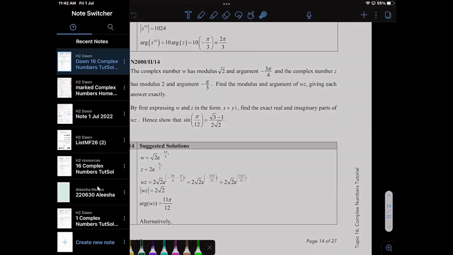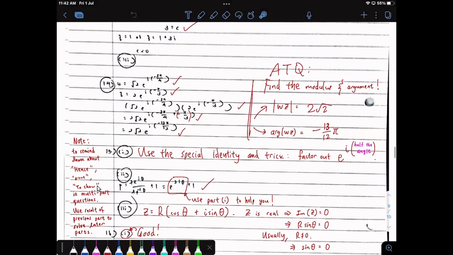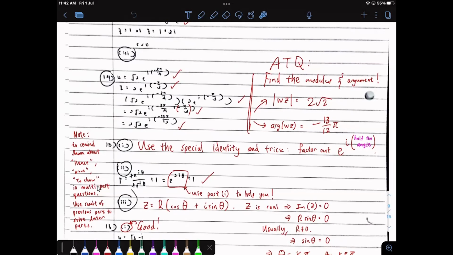Okay, question 14. Let's go on. 14. You never answer the question. You simplified. You got your WZ, and also again, bad habit here. You write down W times Z, but you never write down WZ at the side. Okay, WZ equals.